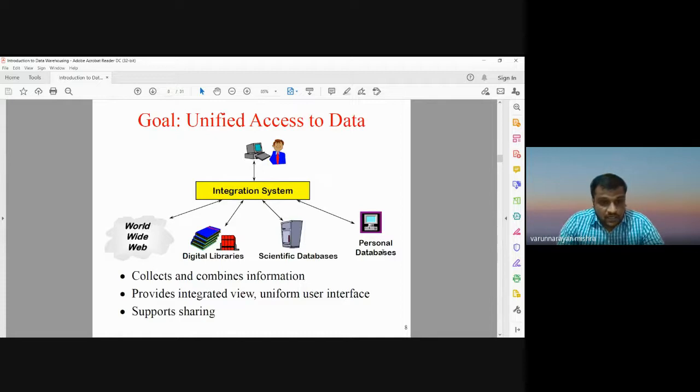It collects and combines each and every piece of information coming from different sources. It provides an integrated view that may be considered a uniform user interface, and it also supports the sharing of the database between multiple users. You can have the sharing option. You can share your database over the internet so that it may be used by different users.